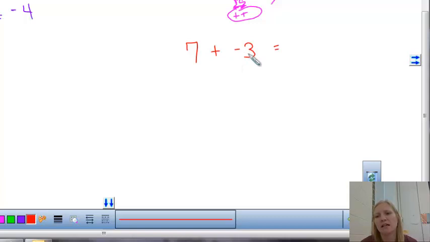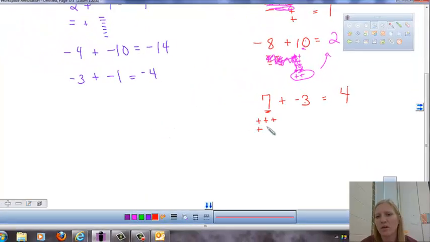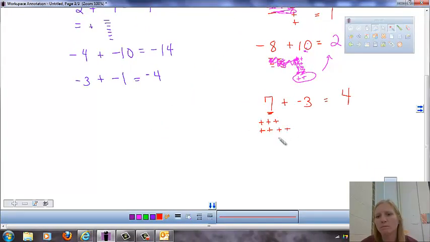7 plus negative 3. I'm going to subtract. It's going to be 4, and it's going to be positive because 7 is bigger. Because I'd have 7 pluses and 3 minuses. So all these would cancel, and I'd have 4 positive.